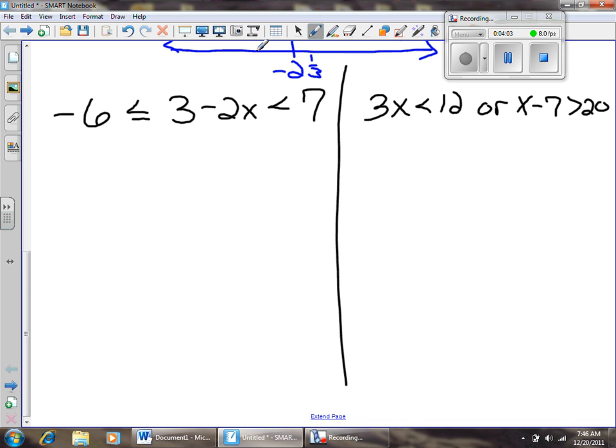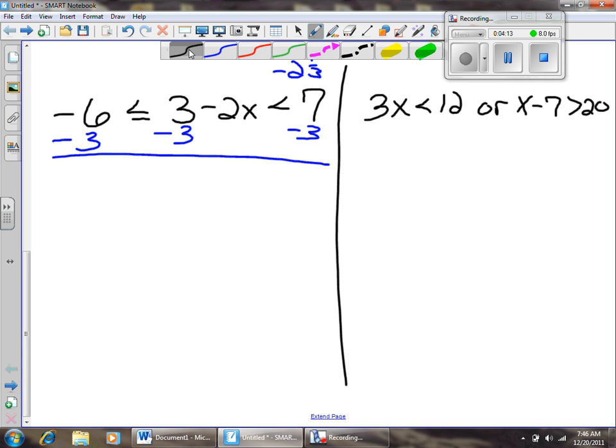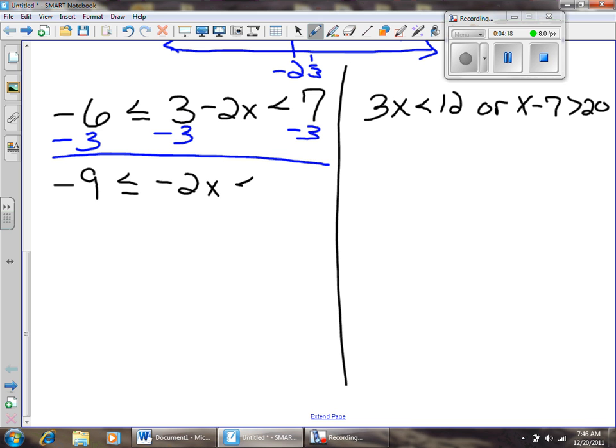For the purpose of the video, I'm going to do it as one long inequality. So I see I want to get this 3 away from the 2x, so I'll subtract 3 in all 3 places. When I do that, I end up with negative 9 is less than or equal to negative 2x, which is less than 4. Make sure you don't lose that negative right there. Now I have to get rid of the negative 2. It's attached by multiplication, so I'll divide by negative 2.